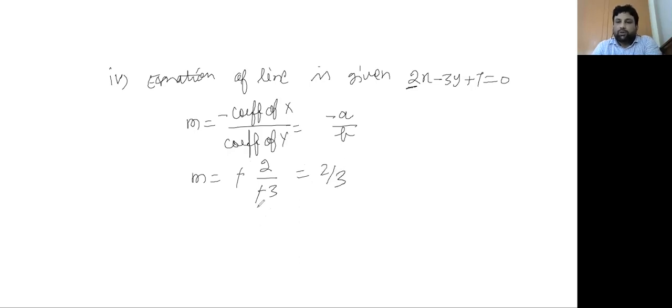So this is all about slope. Clear? So I think the concept of slope is clear to everyone. Now I am moving towards the next article, and the next article is angle between two lines.